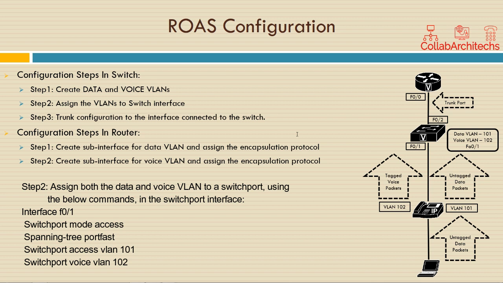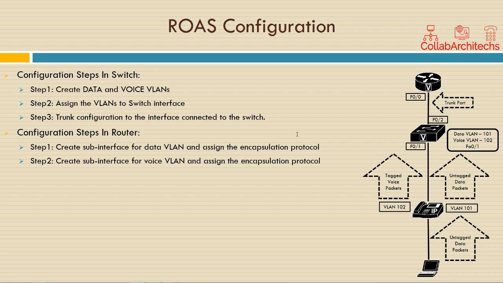Go to the interface, then fire the command switchport mode access, spanning-tree portfast, then assign the data and voice VLAN to that switch port with the commands switchport access vlan 101 and switchport voice vlan 102.